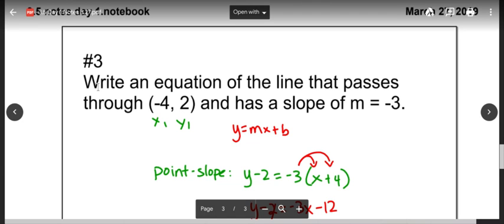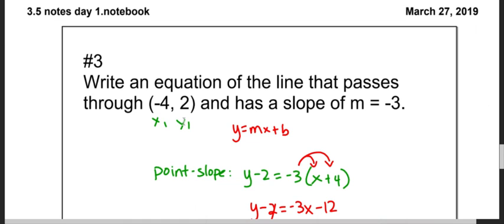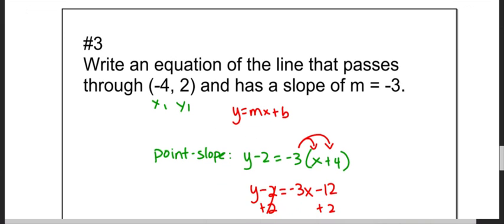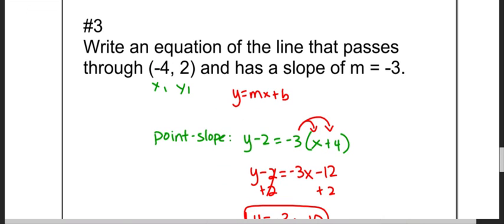So example number 3 says write an equation of the line that passes through negative 4, 2, so we're going to call that x1, y1, and has a slope of m equals negative 3. Remember, we're getting it to our slope-intercept form of y equals mx plus b. First, we need to use point-slope form because we know a point and we know the slope. So our point-slope form was y minus y1 equals m times x minus x1.